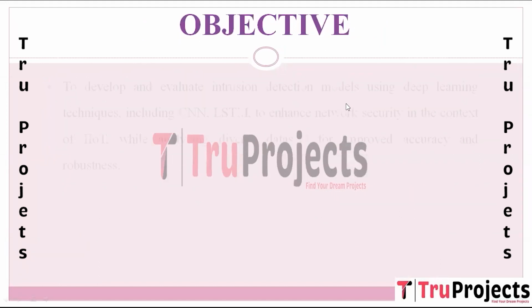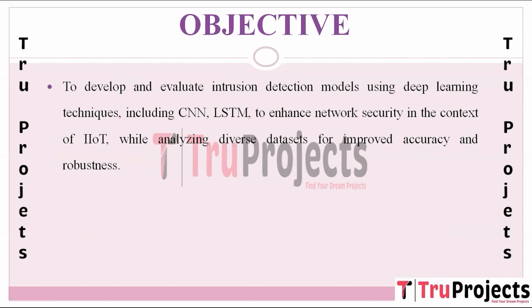Objective of the project. So, as I mentioned earlier, the primary objective of the project is to create and assess intrusion detection models. These models utilize deep learning techniques such as convolutional neural networks and long short-term memory, and the aim is to enhance network security within the realm of the industrial Internet of Things. By leveraging these advanced techniques, the project seeks to improve the accuracy and robustness of intrusion detection.